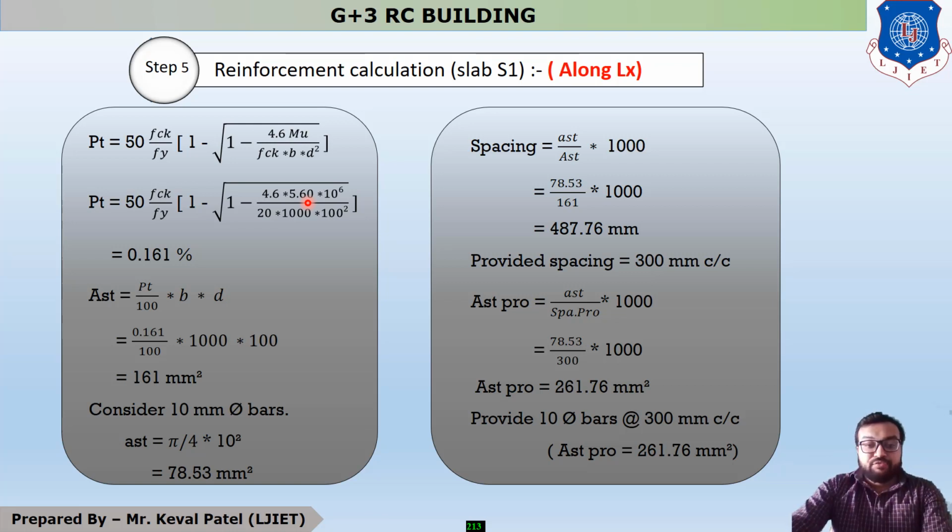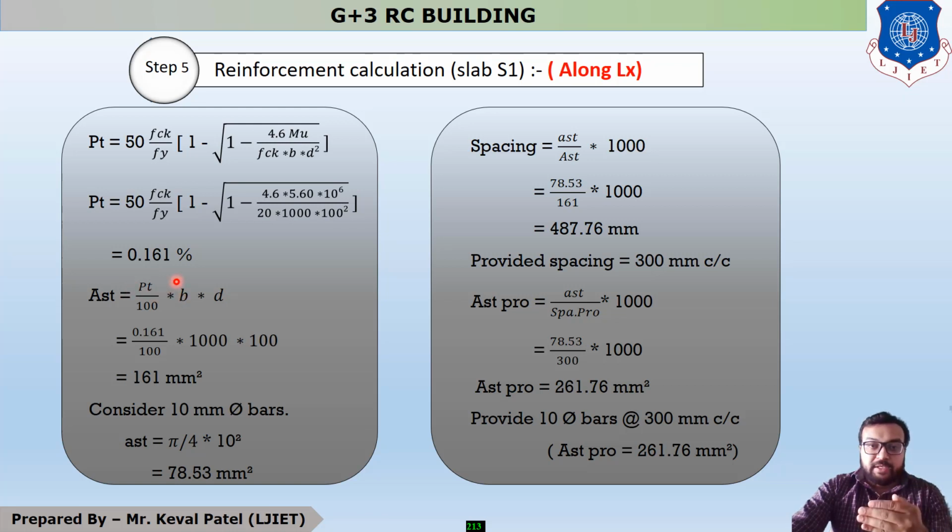So your answer is 5.60 into 10 raised to 6 divided by fck, which is 20. b is equal to 1000, and your dx is equal to 100, and your dy is equal to 90. How did it come to 90? It is discussed in the next slide. So over here, your d provided, which is found in step number 1, is equal to 100. So students, after putting all these values, we will get our answer of PT is equal to 0.161 percent.